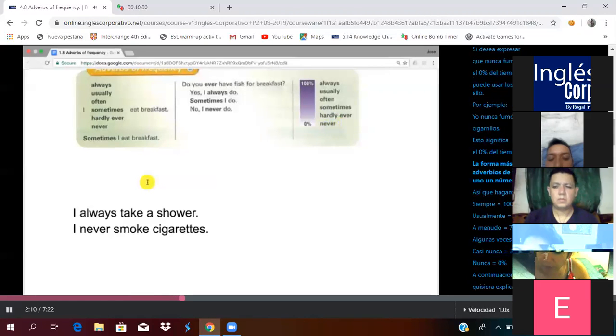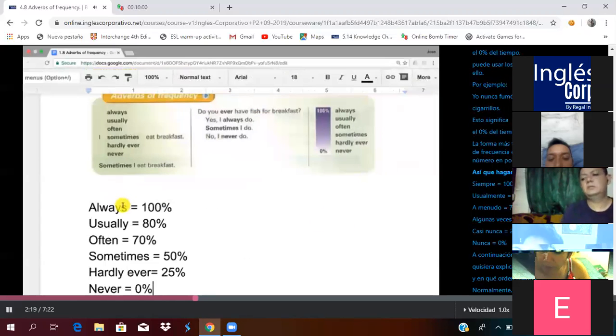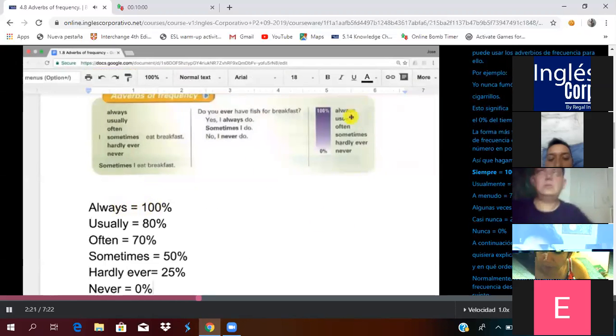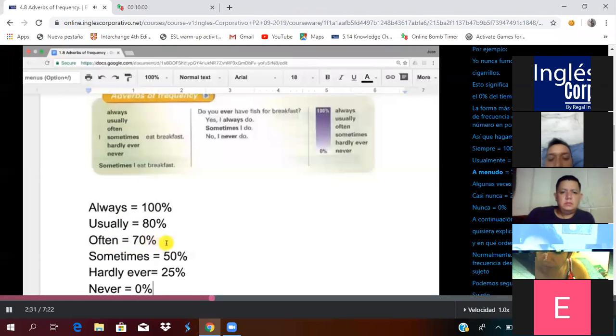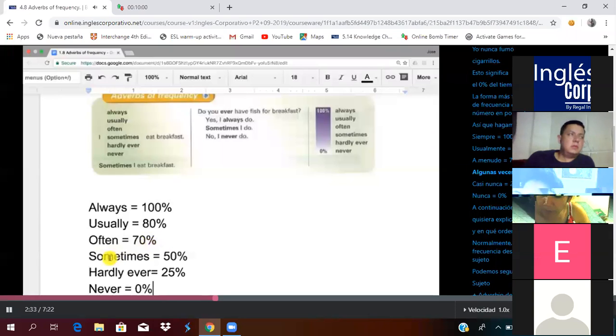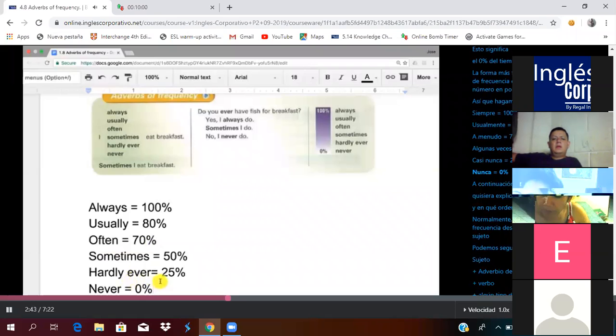The easiest way to categorize adverbs of frequency is by giving each a percentage number. So let's do just that. Always equals 100%. Usually equals 80%. Often equals 70%. Sometimes equals 50%. Hardly ever equals 25%. Never equals 0%.